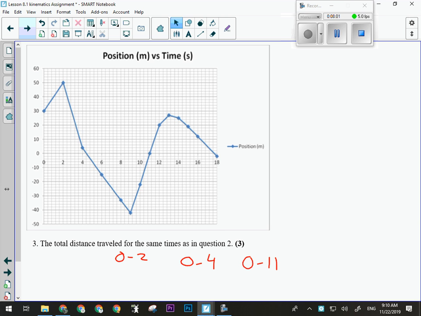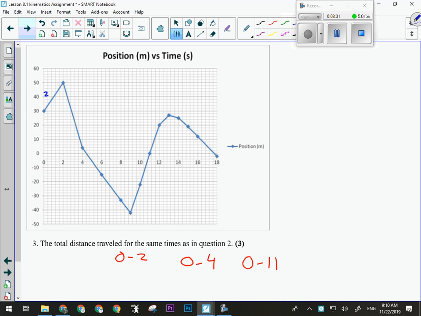I'll give you a couple minutes on that one. Or are we already done that? People are done. So total distance traveled is a slightly different calculation, even though from 0 to 2 seconds it's actually the same number, because we go from 30 to 50, which is 20 meters. But from 0 to 4 seconds, now it's different because the object changed direction and started backtracking. Now the scalar versus vector differences come in.